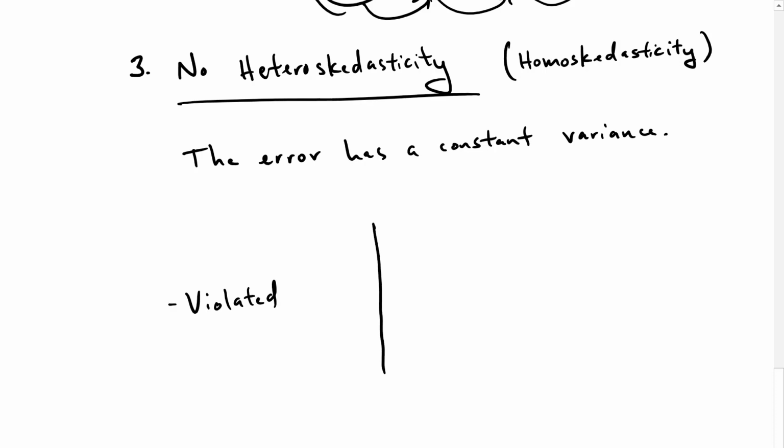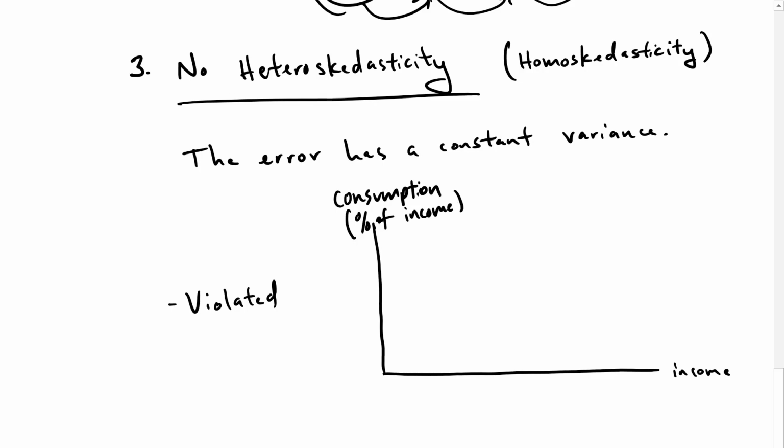So, for example, let's look at, on this axis, let's use income. And on this axis, let's use savings, or let's do consumption as a percent of income. Okay, same thing. We could also have age over here. We'd have a similar effect because age is correlated with income.